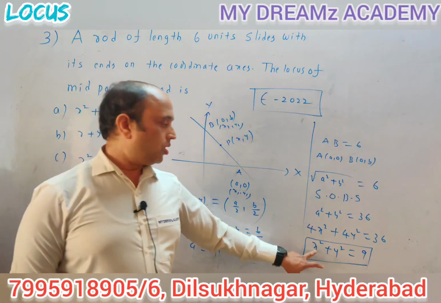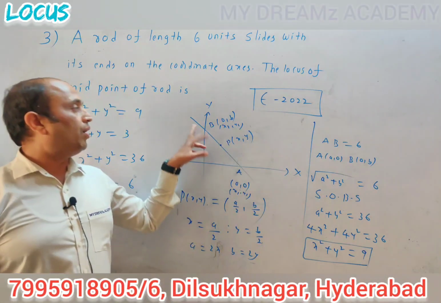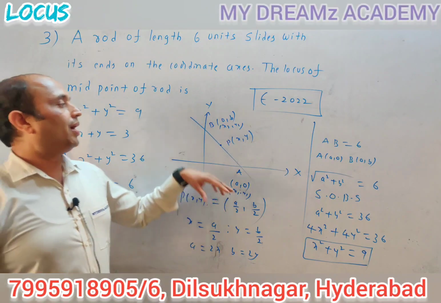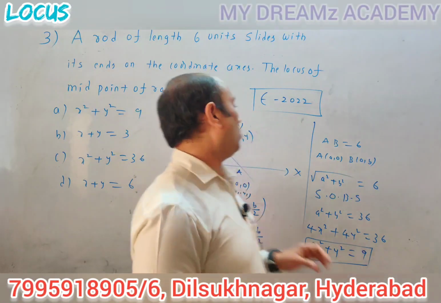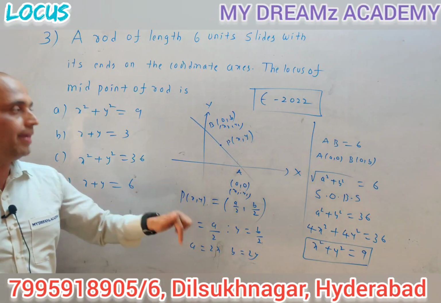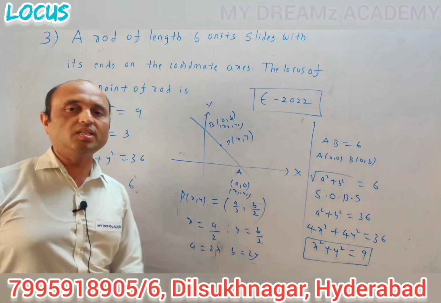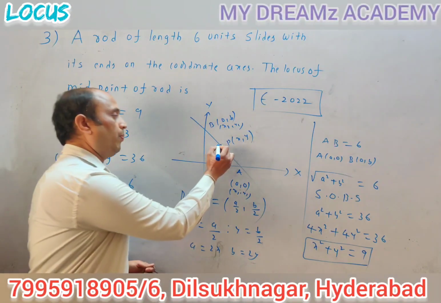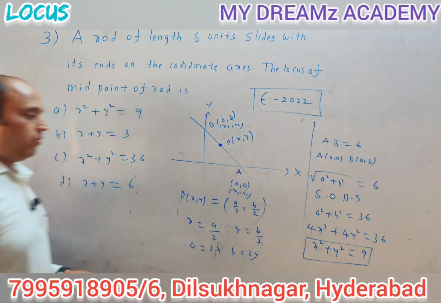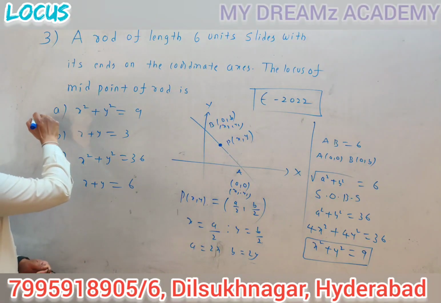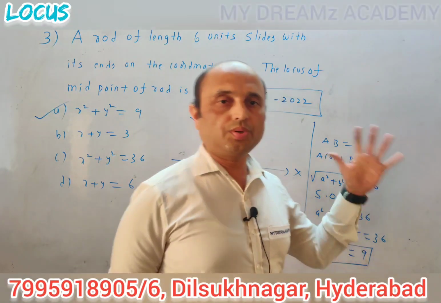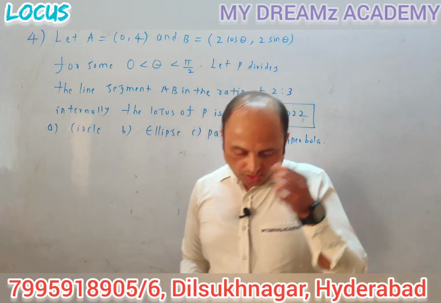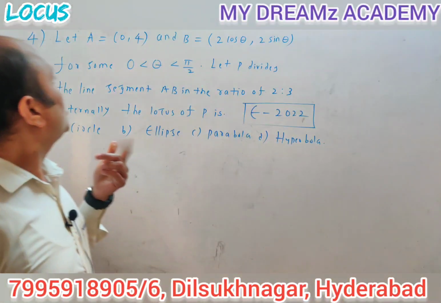This locus represents the midpoint of AB, where AB is a rod of length 6 units sliding on the coordinate axes. So this is the locus of the midpoint of AB. Our required option is x square plus y square is equal to 9. This is our correct option. So this is the third question.